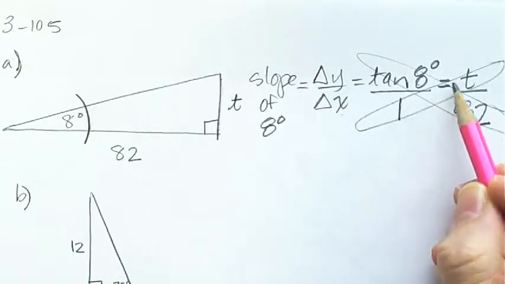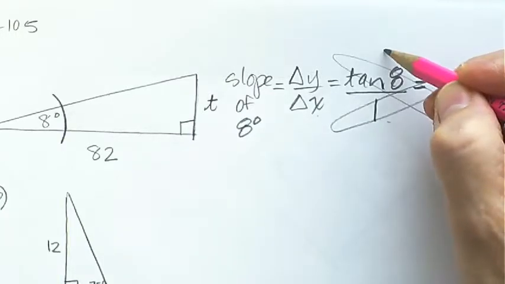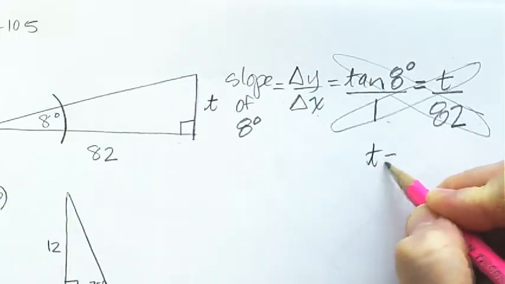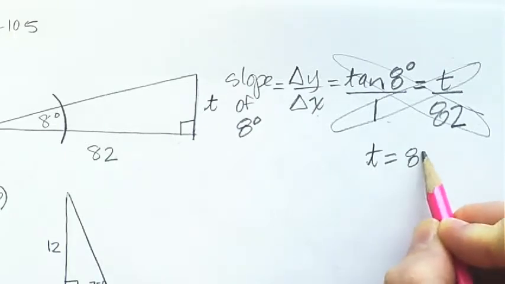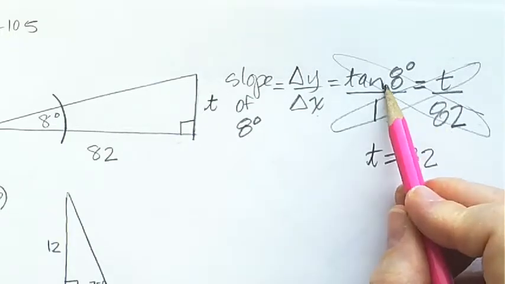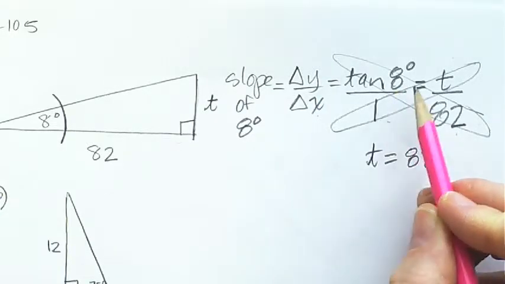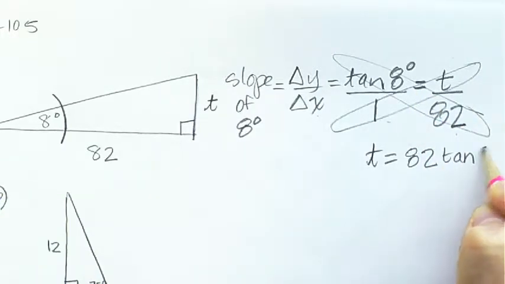So you're going to get 1 times t. Remember, when you have two ratios, and these are ratios, their cross products are equal. So 1 times t is going to be equal to whatever 82 times tangent of 8 is. And I always put the whole number or the side length that I have in front of the trig ratio so that I don't mix things up when I'm entering it in the calculator.